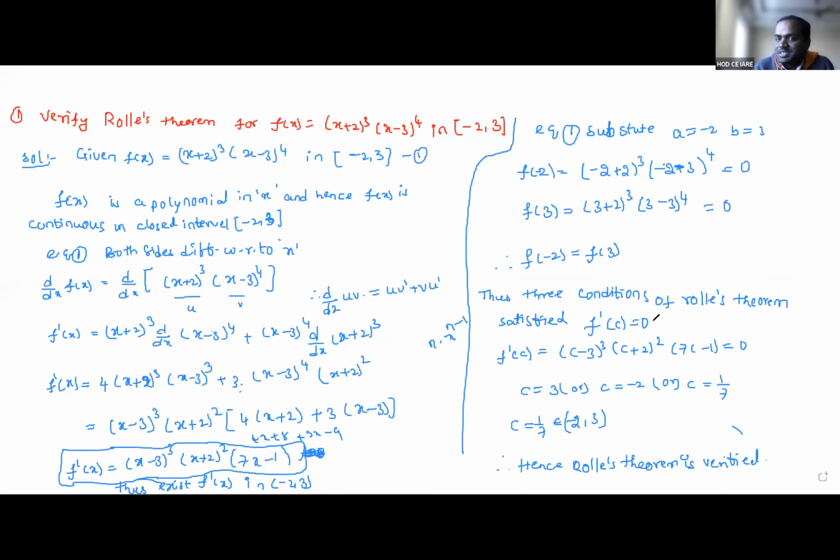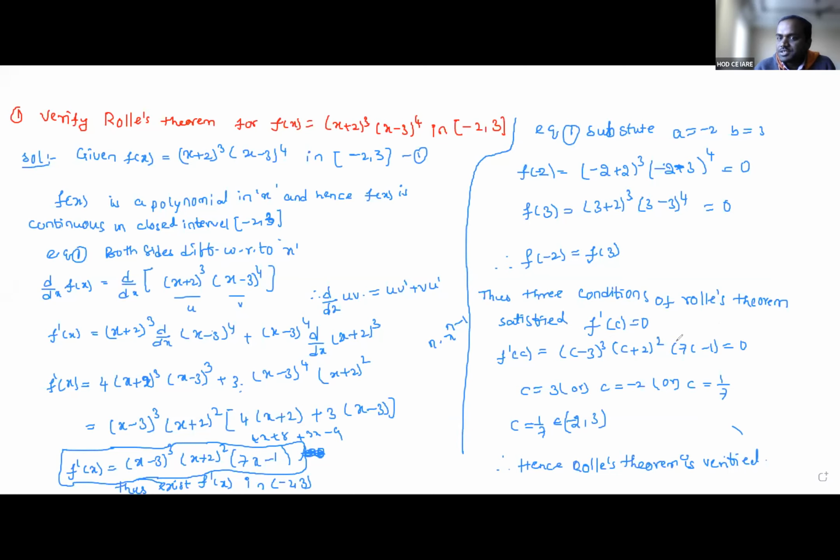So f dash of c is equal to 0 at a point c in the open interval of a and b. C belongs to (a, b), so we can write f dash of c is equal to 0. You know that f dash of x is (x minus 3) whole cube, (x plus 2) whole square, (7x minus 1). Replacing x by c, we get (c minus 3) whole cube, (c plus 2) whole square, (7c minus 1).